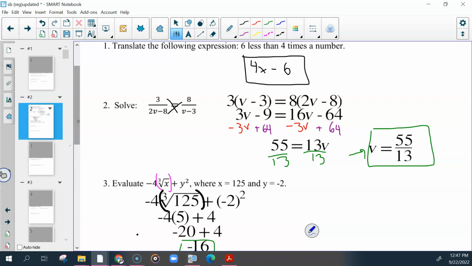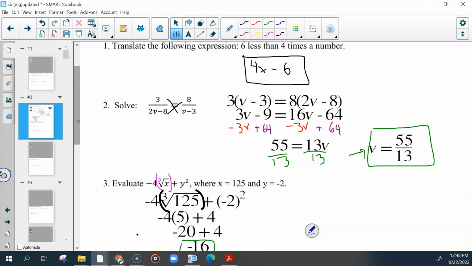Number 2, you should have gotten a fraction or a decimal. If you put the decimal, put all of the decimal digits. But 55 over 13 should have been that fraction. 4.2 and other repeating numbers was the decimal. Okay.